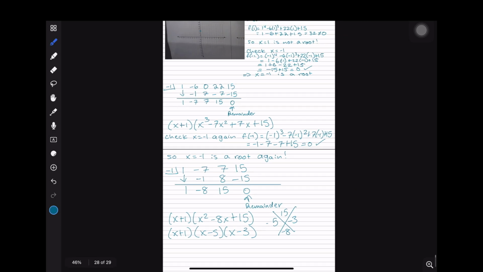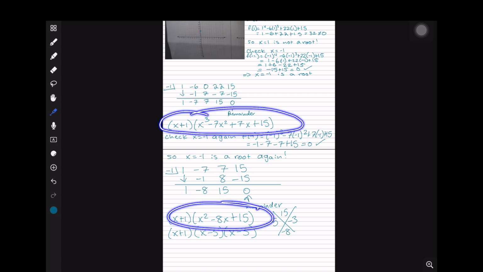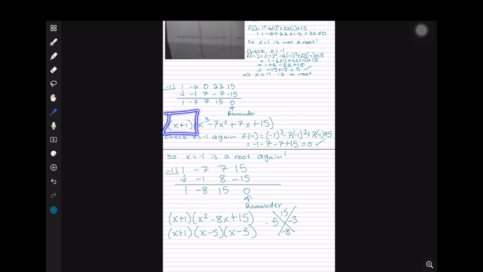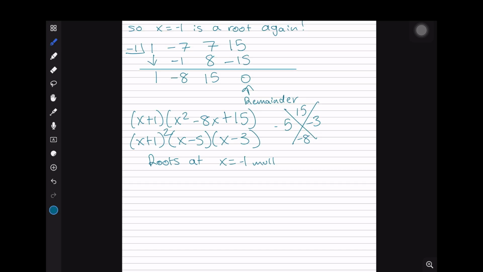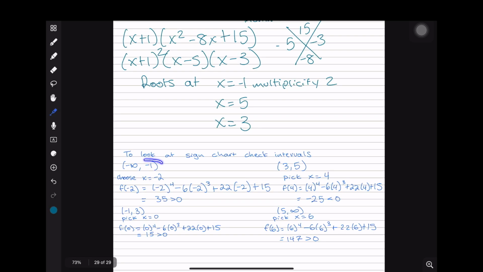But remember, your first synthetic division showed you that you had x plus 1 as a root. So for your final answer, you're actually going to have to square that x plus 1. So what that means is you're going to have roots at x equals negative 1 with a multiplicity of 2. Usually multiplicity for graphs, for polynomials, shows you that at that point, you're going to bounce off the root. So I'll show you what that means in a little bit. You're going to have roots at x equals 3 and x equals 5.